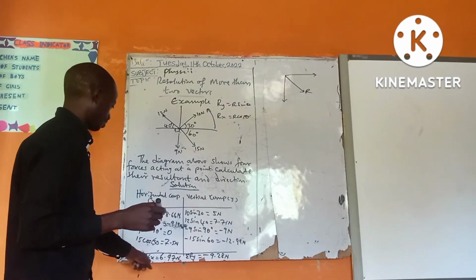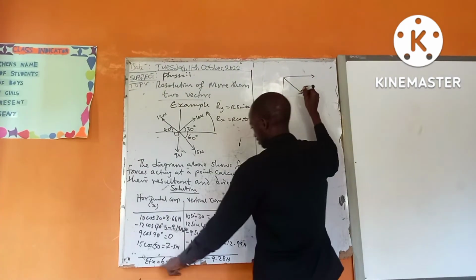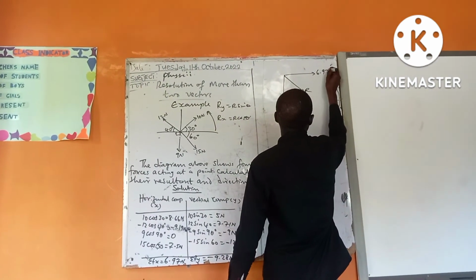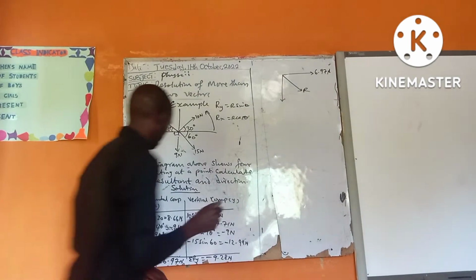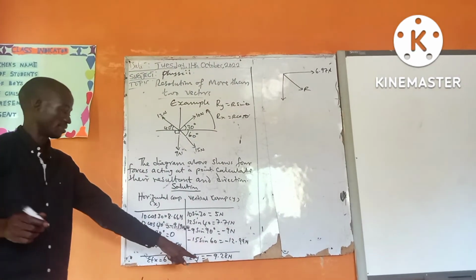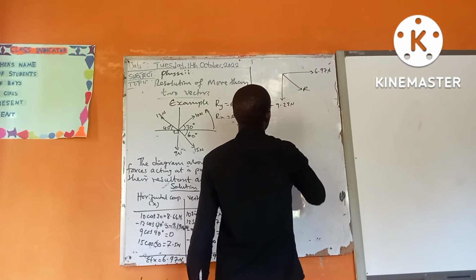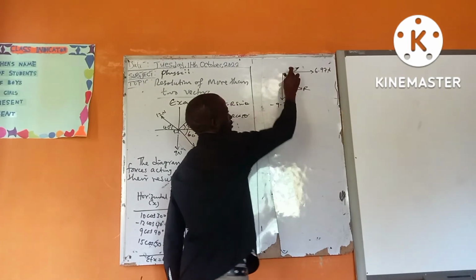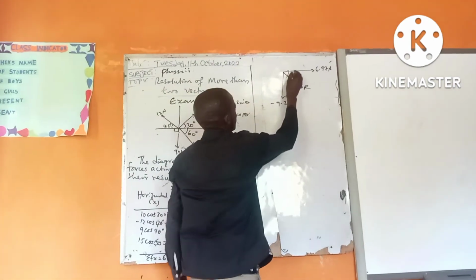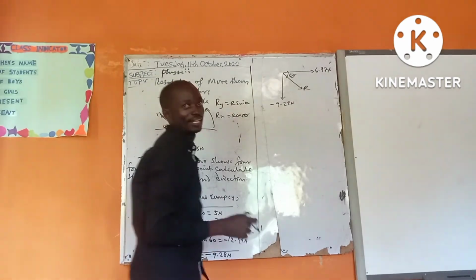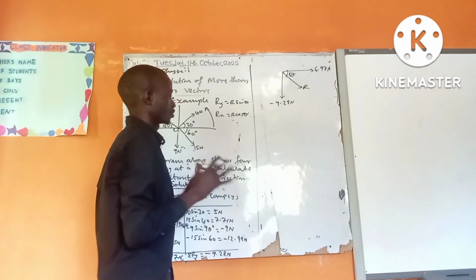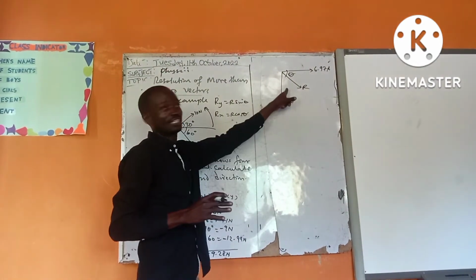Our resultant has summation of f of x, which is 6.97 Newton. Vertical is towards the negative direction, minus 9.28 Newton. And the angle is with respect to the horizontal direction, x. You must always be asked to present it like this.